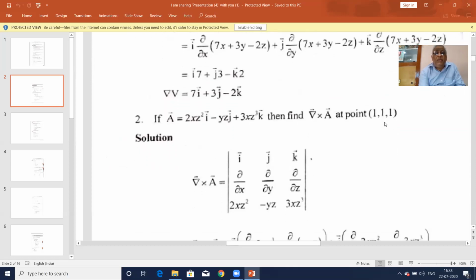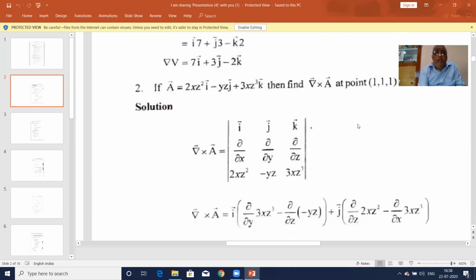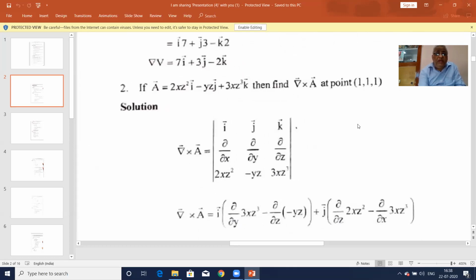Writing this in determinant form, curl of A is the determinant with rows i j k, dou by dou x, dou by dou y, dou by dou z, and 2xz squared, minus yz, 3xz cubed. Opening the determinant, first we take the i component as a constant.